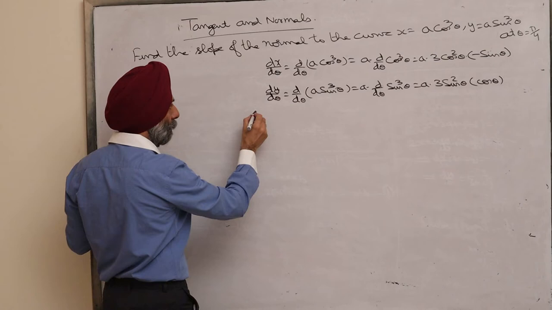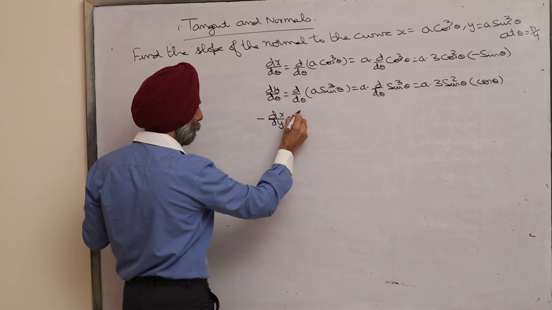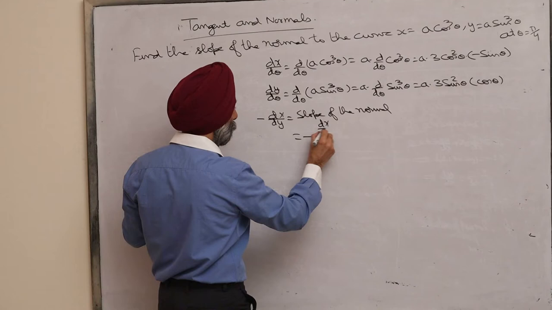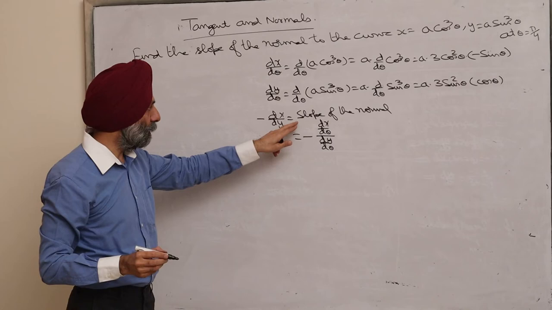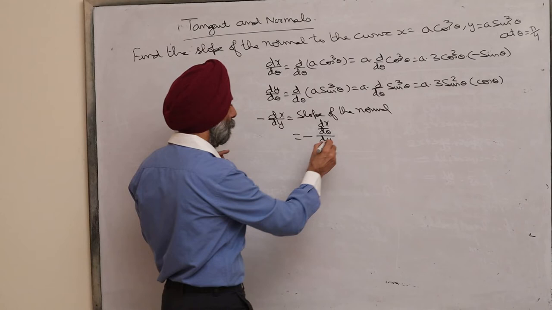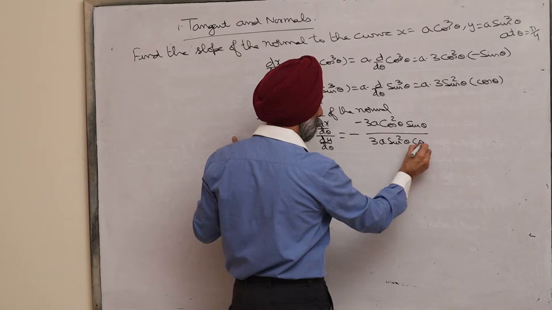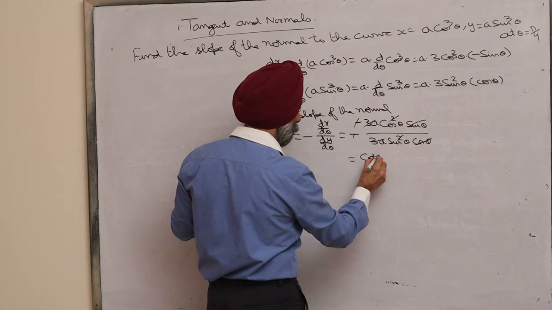Now, minus dx over dy is the slope of the normal. It is minus dx over d theta upon dy by d theta. Minus dx over dy is the slope of the normal. So minus dx over d theta over dy over d theta. Can I write this as minus 3a cos square theta sin theta upon positive 3a sin square theta cos theta? You can see here this will cancel and it will come out to be cot of theta.